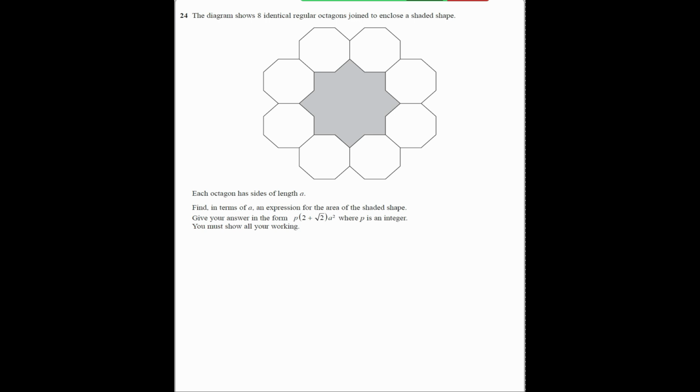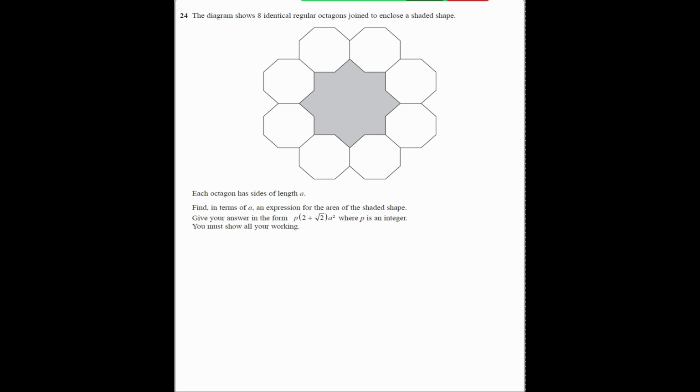Question number 24. The diagram shows 8 identical regular octagons joined to enclose a shaded shape. Each octagon has sides of length A. Find, in terms of A, an expression for the area of the shaded shape. Give your answer in the form P(2 plus square root of 2)A squared, where P is an integer. You must show all your working.